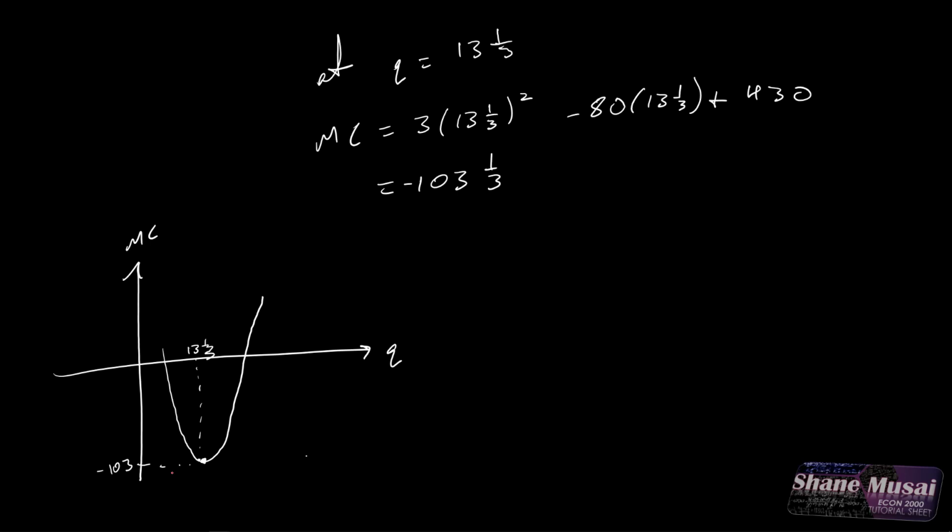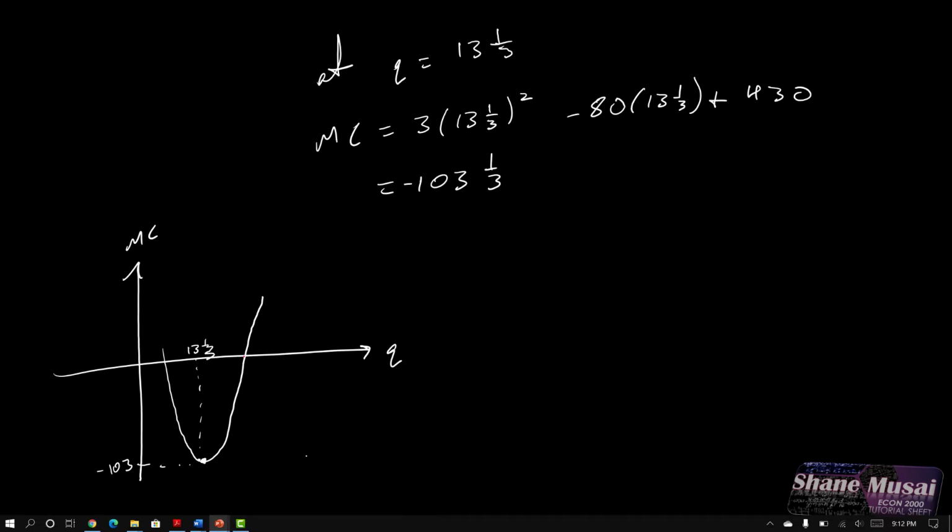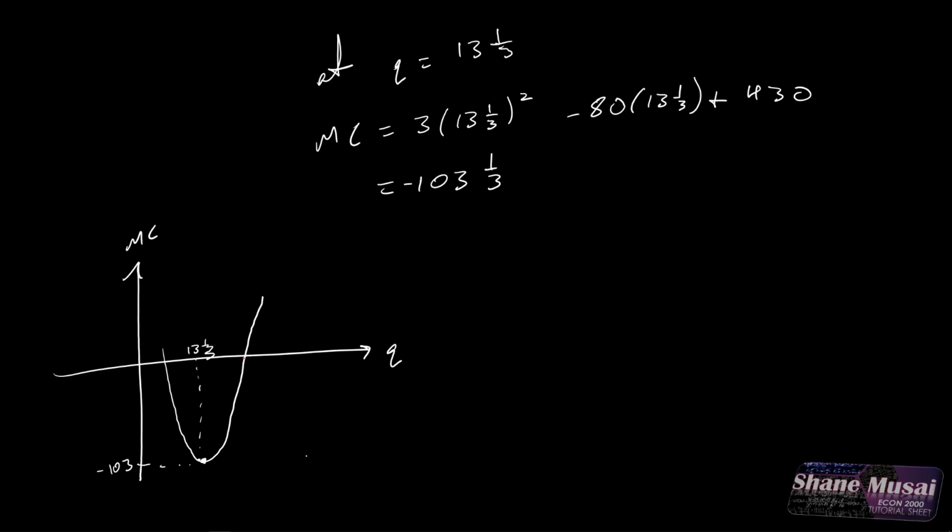However, marginal cost would never really be negative, so we would draw it from the point where the graph is positive. To get these values where it cuts the x-axis, we need to set marginal cost equal to 0, because at those two points marginal cost is equal to 0. There's an easy way to do so. We can just use the quadratic formula, because the quadratic formula gives us the roots of any quadratic equation.